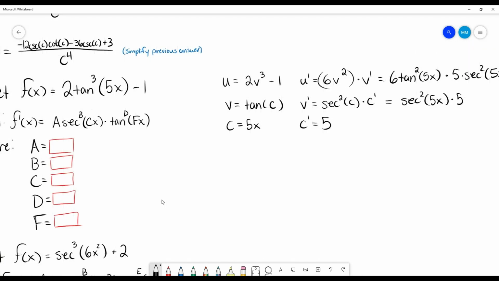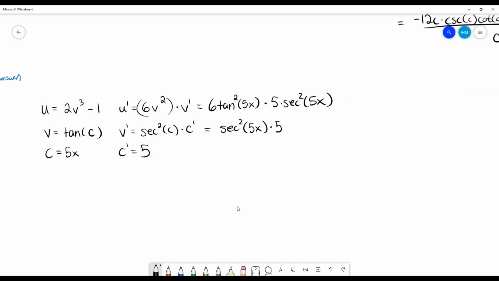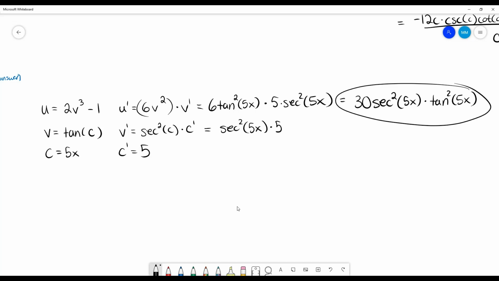And we'll notice that they've got their secant before their tangent, and we can just switch that around because we're multiplying. I see I've got 2 coefficients that I'm multiplying together, so let's just simplify that. 6 times 5 is 30. And then I'm going to flip my tangent and my secant around just so it's in the same terms. So secant squared of 5x times tangent squared of 5x. And that is our derivative.